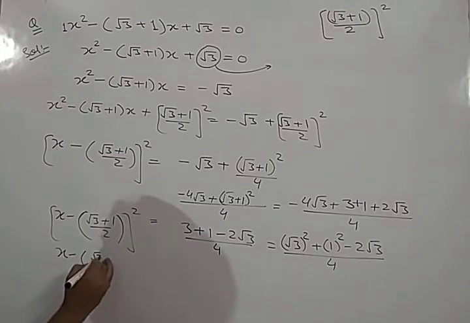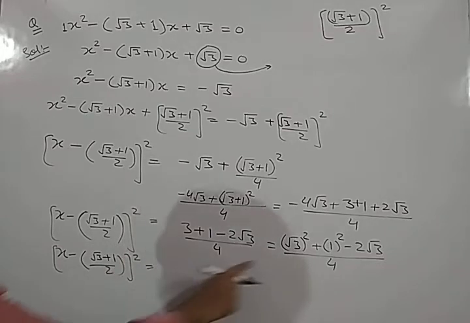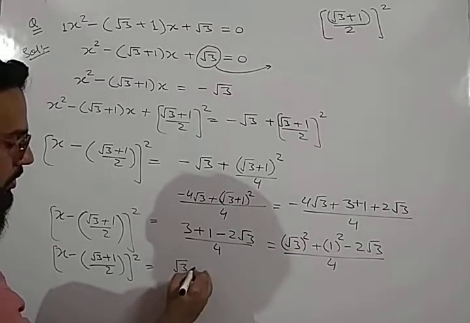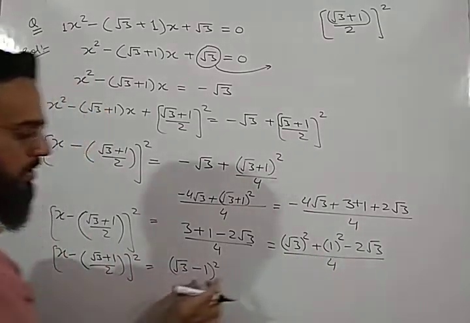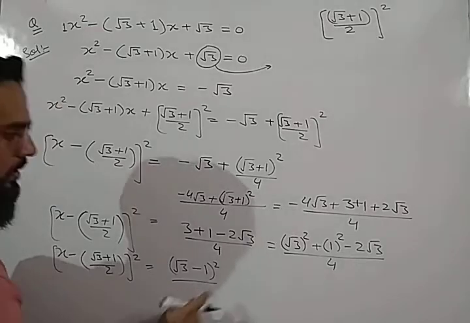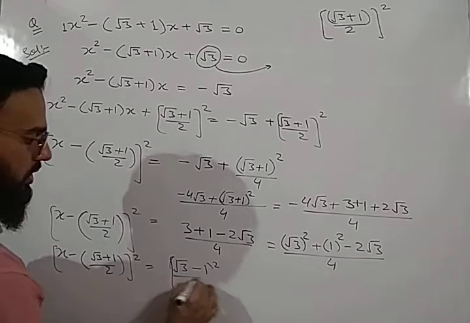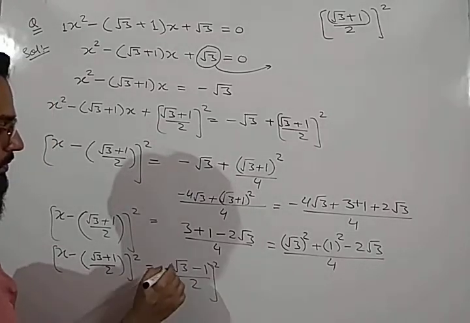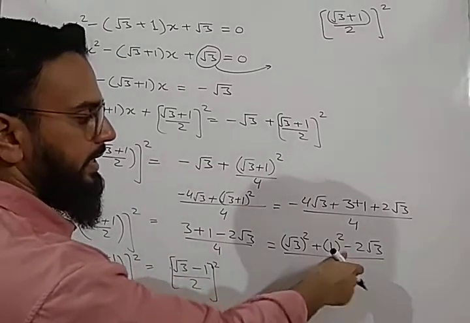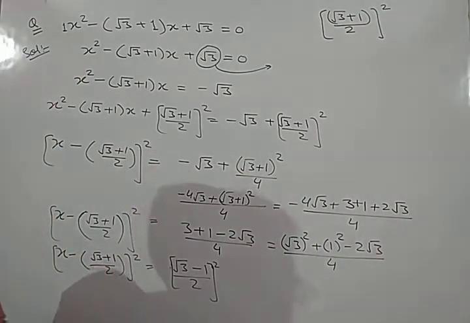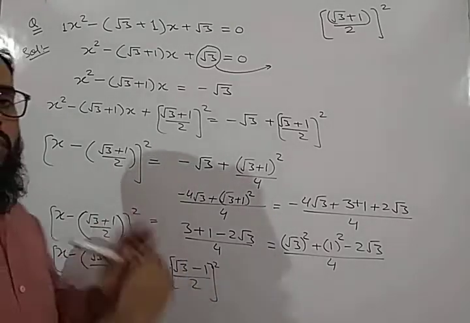(x minus (root 3 plus 1) upon 2) whole square is equal to, this term can be written as (root 3 minus 1) whole square, a square plus b square minus 2ab, so it is (a minus b) whole square upon 4. We can write it here in a bracket also, ((root 3 minus 1) upon 2) whole square, because 2 square is 4. So I have converted the right hand side in terms of a whole square. Why have I done this? Because there is also a square on the left, so if you take the square root, it can be solved very easily.